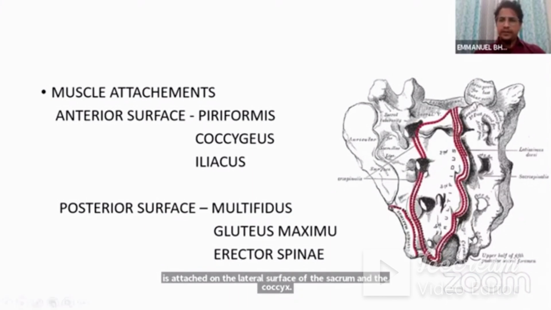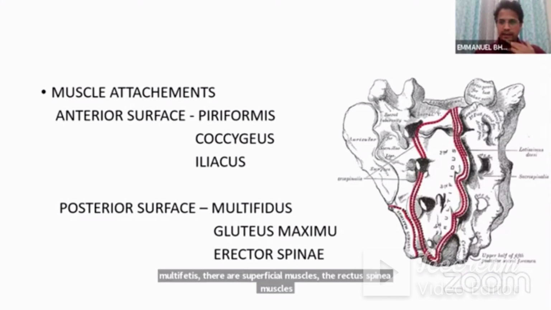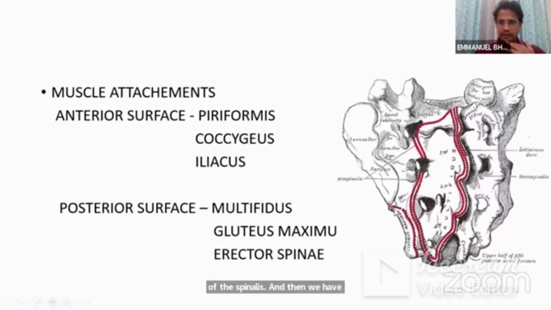Now, this is the posterior surface of the sacrum. Regarding the posterior surface muscle attachments, here in the center, just medial to the crest, we have the multifidus, which is a deeper muscle. Then just lateral to the multifidus, there are superficial muscles, the erector spinae, or the spinalis. And then we have the gluteus maximus, which is at the caudal ridge of the sacrum, on the posterior, or dorsal, aspect.